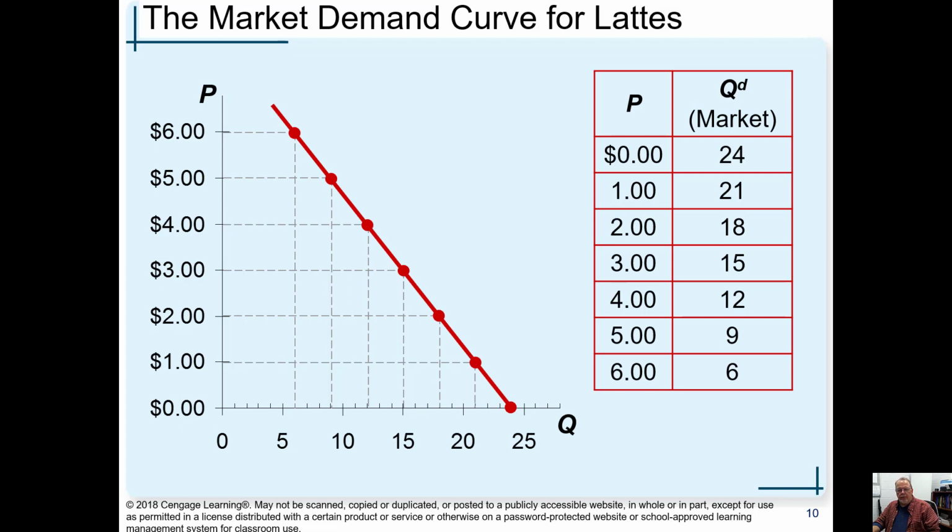We can see it represented graphically on this page. It's just plotting the points. There's our market Q of D: 24 at 0, 21 at 1, 18 at 2, 15 at 3, 12 at 4, 9 at 5, and 6 at 6.